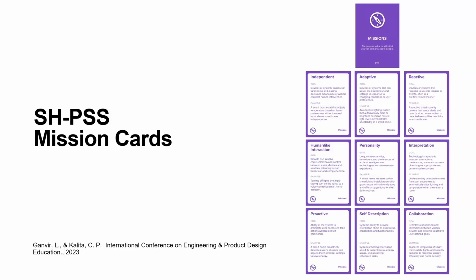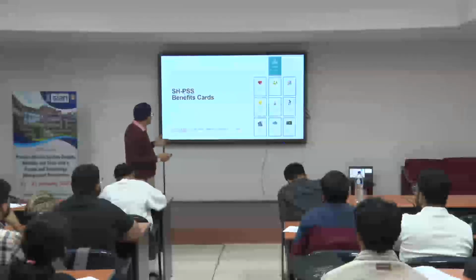I do not have much time, I will just quickly show you the other cards. Like these were the mission cards that we have developed, that is, the cards say independent, adaptive, reactive, human like interaction, personality, interpretation, proactive, self description, collaboration. So, these were the mission cards, basically those define the goal of the entire exercise.